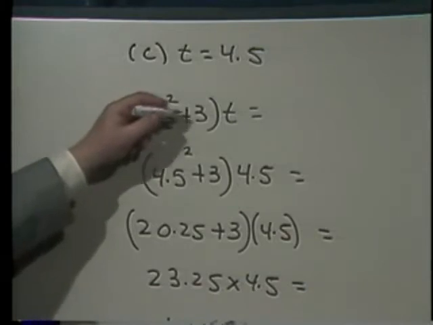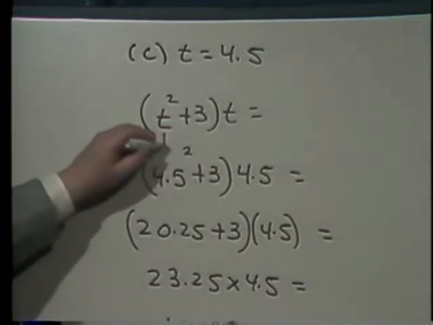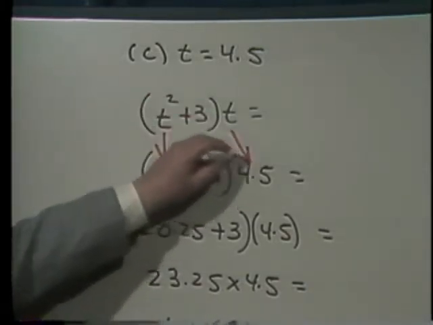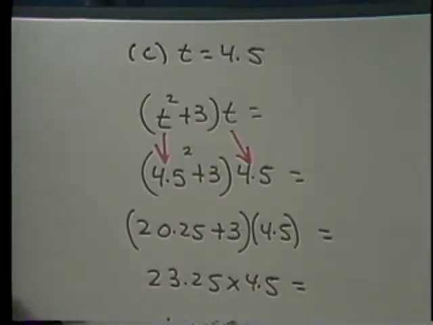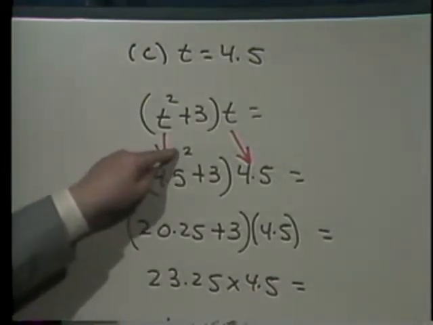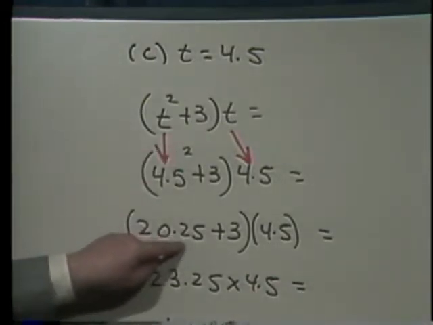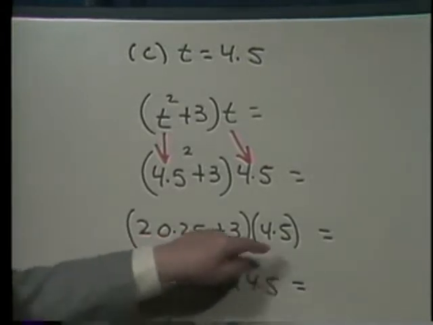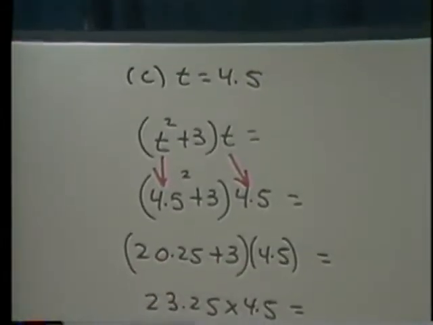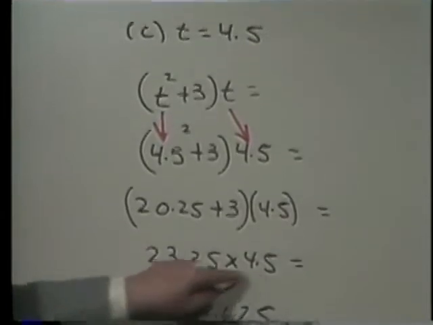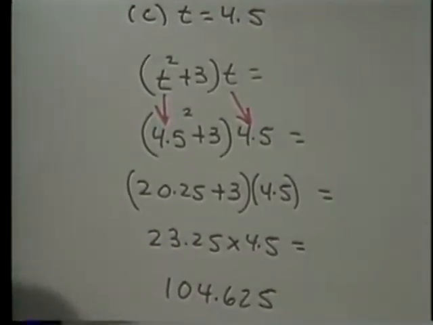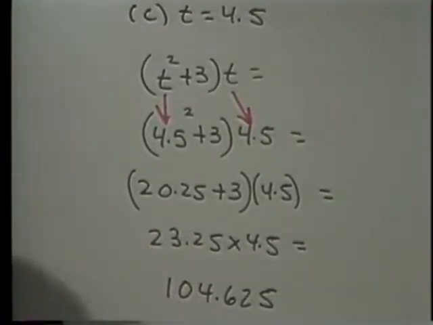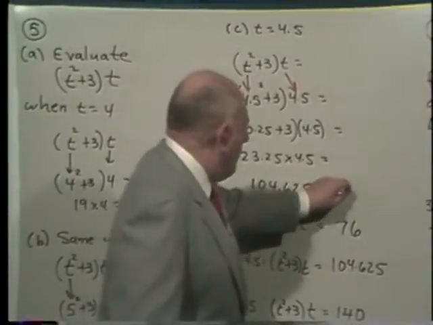I'm going to take t squared plus 3 plus t, and every place I see a t, I'm going to replace that by 4.5. So 4.5 times 4.5 turns out to be 20.25. Then I add 3. Then I multiply that by 4.5. That's 23.25 times 4.5. Now what does that give me? That gives me 104.625. And what's that? Too big or too small?